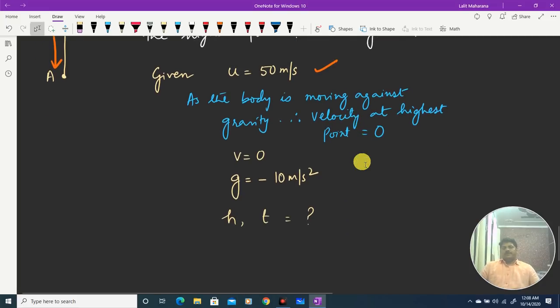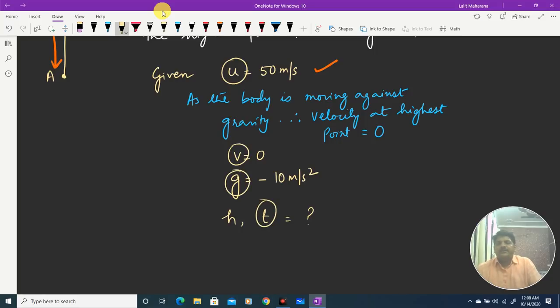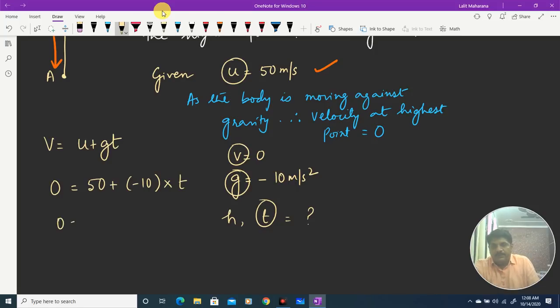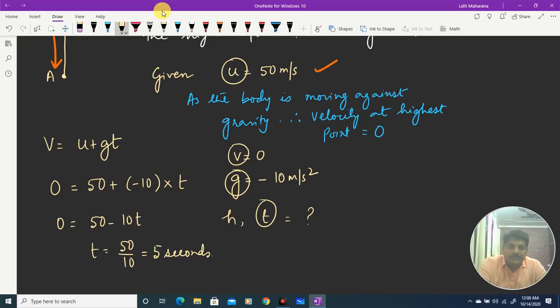So you see what are the equations now? u, v, g and t. v is equal to u plus gt. This is the first equation that we have. So v is equal to 0, initial velocity is 50 meter per second plus minus 10 into t. So we get 0 is equal to 50 minus 10t, or t is equal to 50 divided by 10. So we get 5 seconds. So the time taken by the body to reach the highest point is 5 seconds.